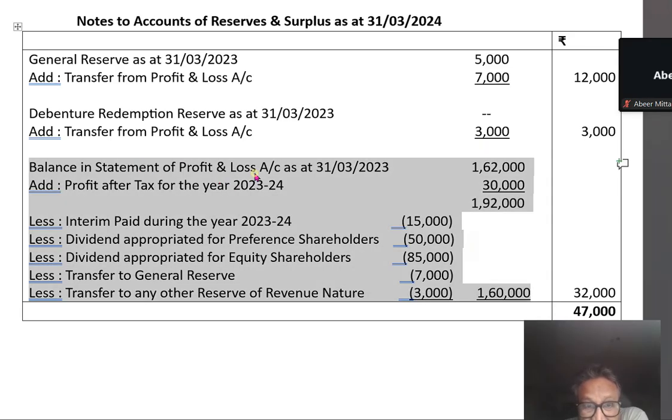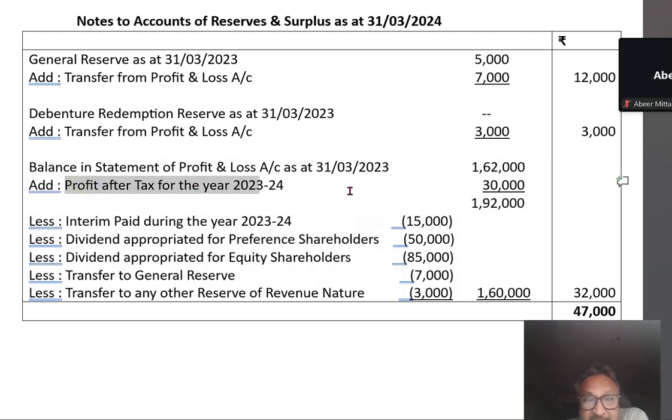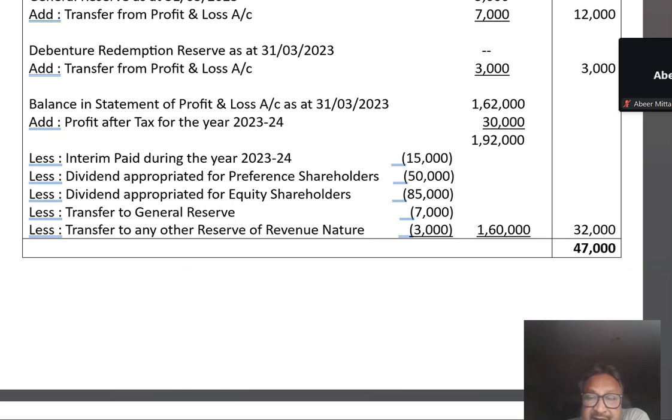If you understand this, by doing the reverse calculation of this, you have to find the amount of profit after tax for the year, that is this amount. How? Let's understand this, guys. You have to do the reverse calculation in your working notes while doing a question of cash flow statement. You have to start your calculation from here. To 32,000, you will add these items.